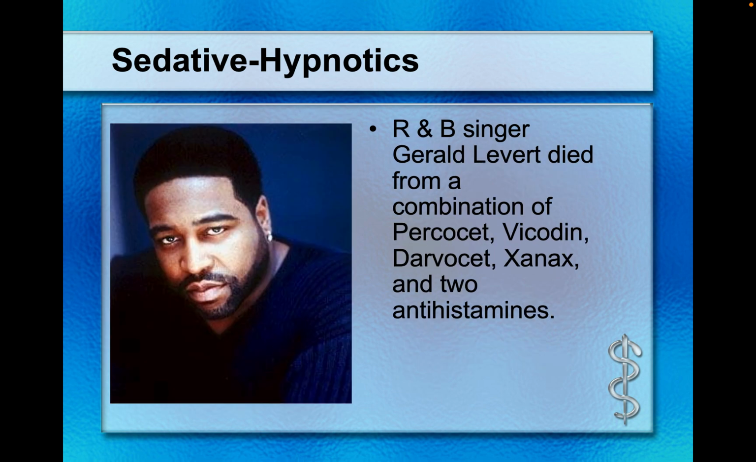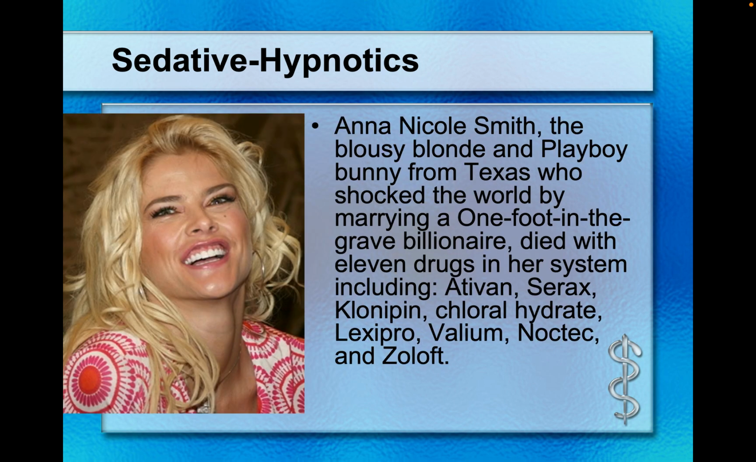R&B singer Gerald Levert died from a combination of Percocet, Vicodin, Darvocet, Xanax, and 2 antihistamines. Anna Nicole Smith, the busty blonde and Playboy bunny from Texas, who shocked the world by marrying a one-foot-in-the-grave billionaire, died with 11 drugs in her system, including Ativan, Serax, Klonopin, chloral hydrate, Lexapro, Valium, Noctec, and Zoloft.